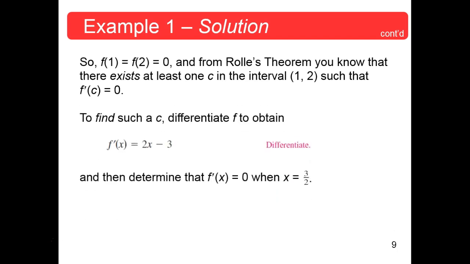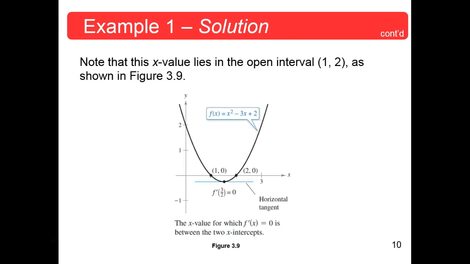To find such a c, differentiate f, and that gives you 2x minus 3. Set it equal to 0, and you find x equals 3/2, exactly halfway between those two points. And there it is. And indeed it is an absolute minimum. It's got to be a minimum in that range, but this is the absolute minimum for all of them. Horizontal tangent there. All right. Make sense?